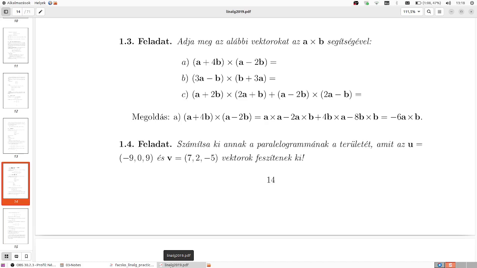I cannot put the bar above the vector, so I have to underline it, not above the vector. You can do it also, but it's better if you don't. You can do whatever you want. Somehow you have to show that it's not a scalar.